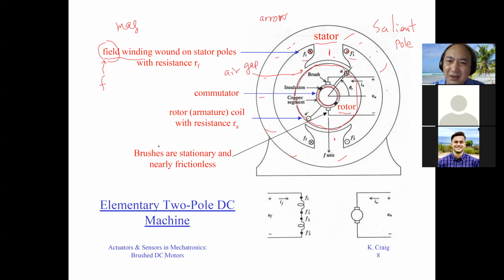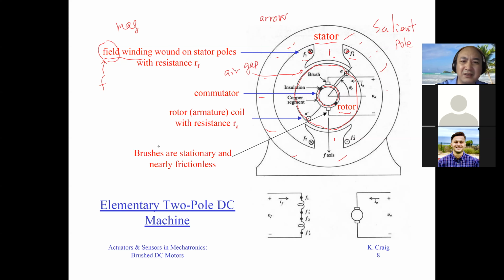But on this rotor, you also have windings. So you can see this is the arrow out, this is the wire here. So you have a winding going in, a winding going out. So you have a rectangular winding. The rectangular winding will turn when you apply the current there.